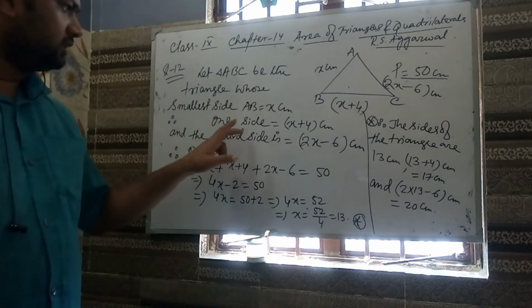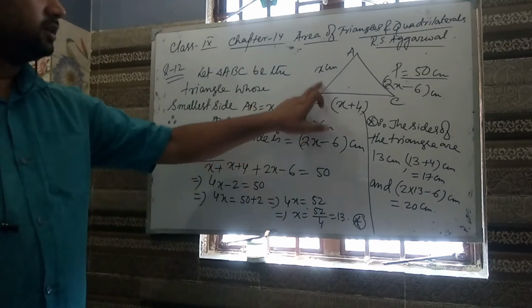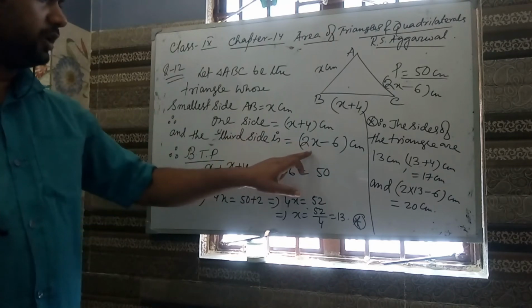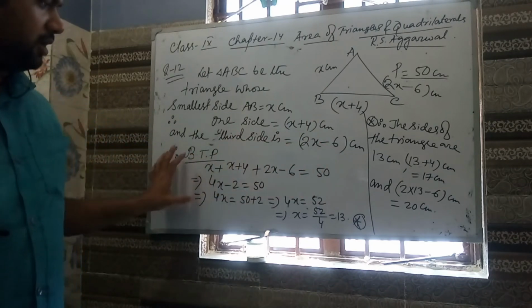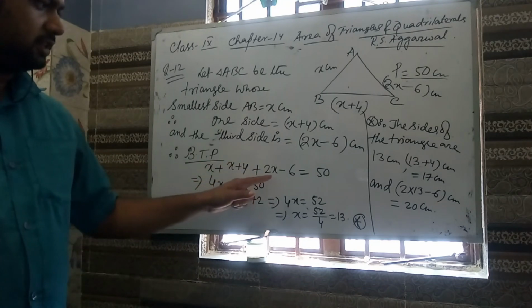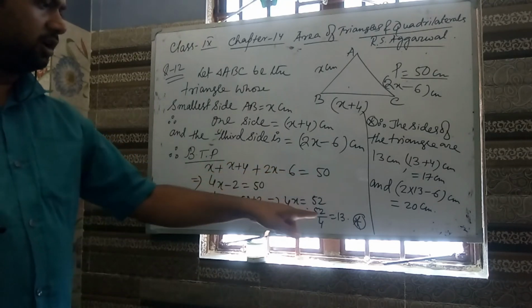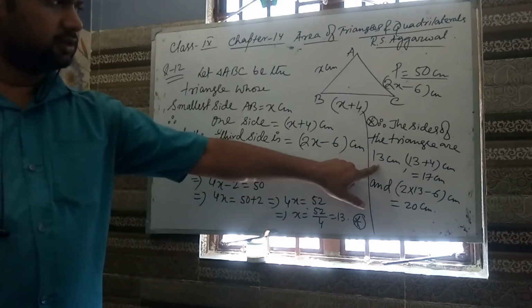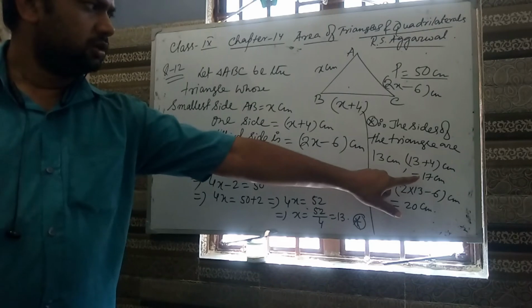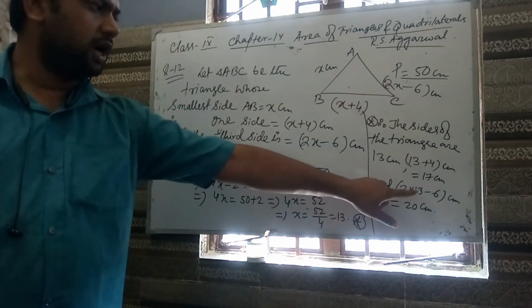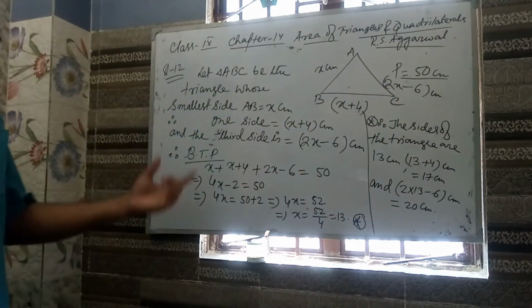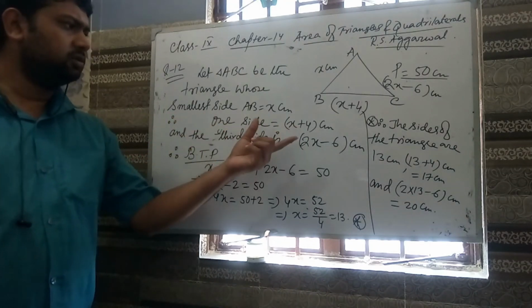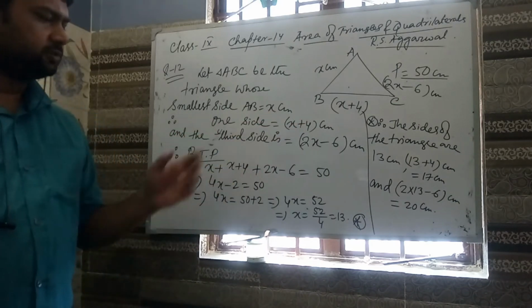So one side of the triangle is the smallest side plus 4. Another side, the third side, is 2x minus 6. We have found the perimeter in terms of x, that is equal to 50. So x equal to 13. So the smallest side is 13. Another is 13 plus 4. And the third one is 2 into 13 minus 6, that is 20 centimeter. Please change it. This is not the longest side. Write down one side equal to x plus 4. Please change it.